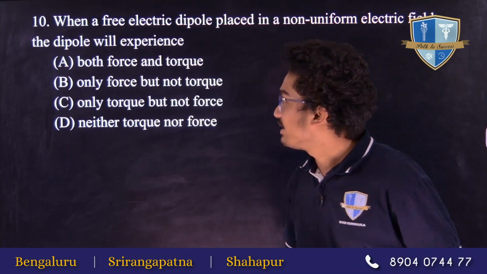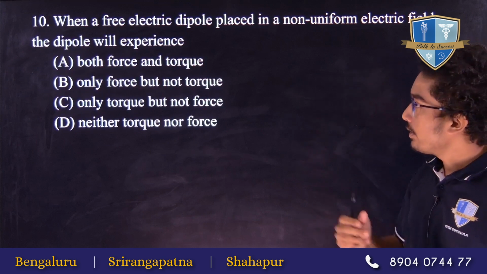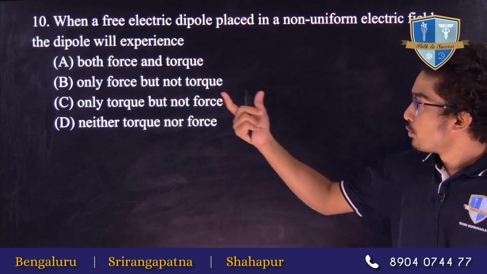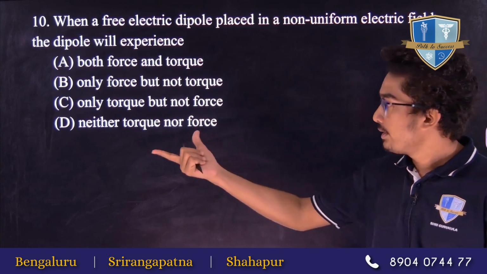So the next question is: when a free electric dipole is placed in a non-uniform electric field, the dipole will experience both force and torque, force and not torque, only torque and not force, or neither torque nor force.